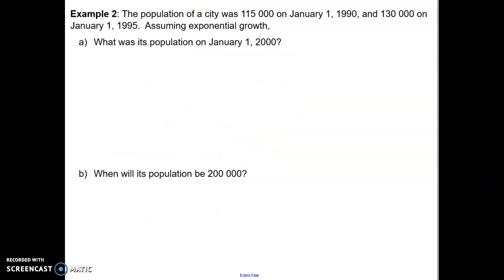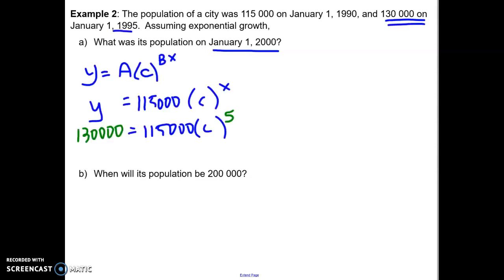Our last word problem example is about population. So here it's saying the population of a city was 115,000 on January 1st, 1990, and then 130,000 on January 1st, 1995. Assuming exponential growth, what was the population on January 1st, 2000? So this one is a little bit tricky because I don't know my exponential growth rate. So here we don't know our base.